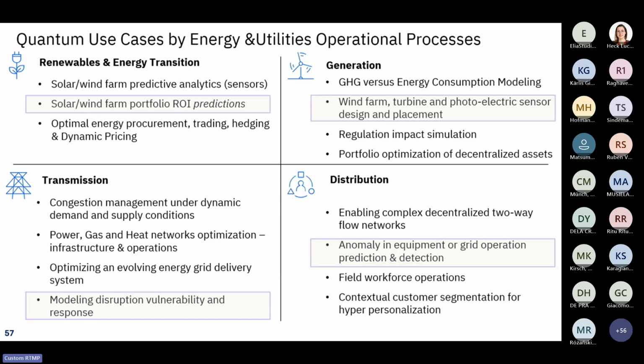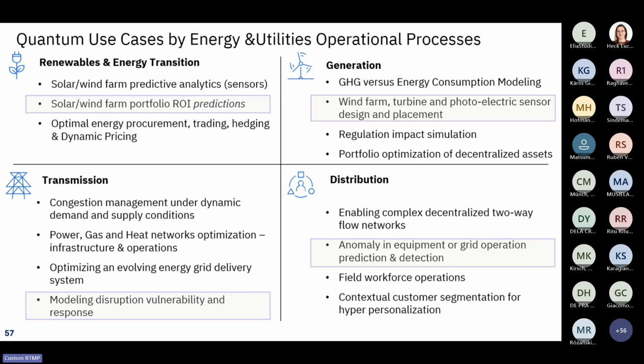On the top right side, you find the generation of energy, and you find there things like sensor design. How can you, for instance, improve sensors that you are using in capturing the solar energy? How can you improve that? Then we talk about much more simulations. And the placement of the wind turbines. How can you optimize that?